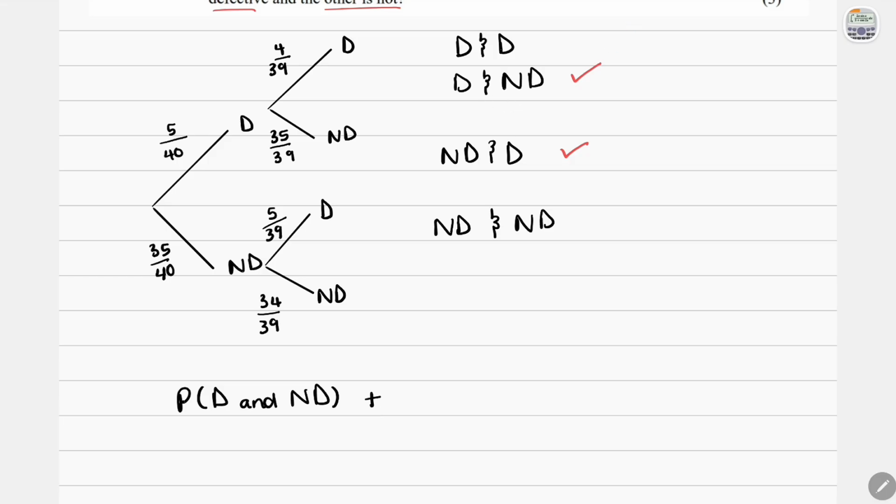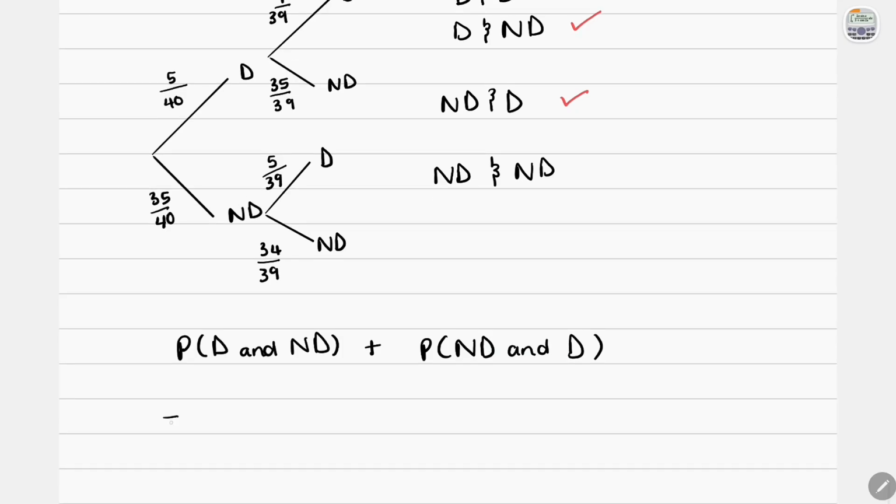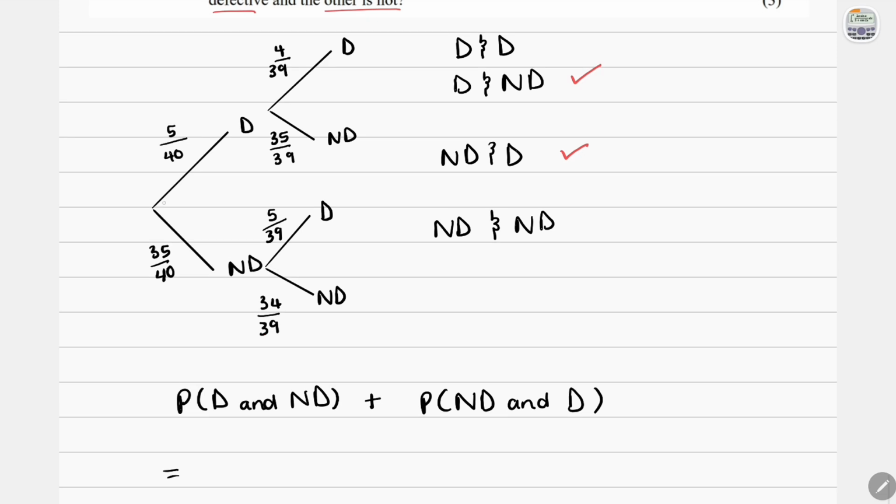Because these 2 cases work, okay? So then the probability that it will be a non-defective at first and the second one will be defective. And that's all we're going to add together. So let's look at the outcomes. It's defective and non-defective. So that is the 5 over 40 multiplied by 35 over 39.